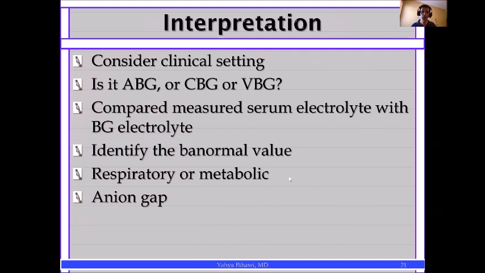Now, how do you interpret blood gas? Consider your clinical setting. Again, is it arterial, ABG, or capillary, CBG, or venous? And always compare, as we said, your serum electrolyte with your blood gas electrolyte. If they are comparable, then you have an accurately reading machine.